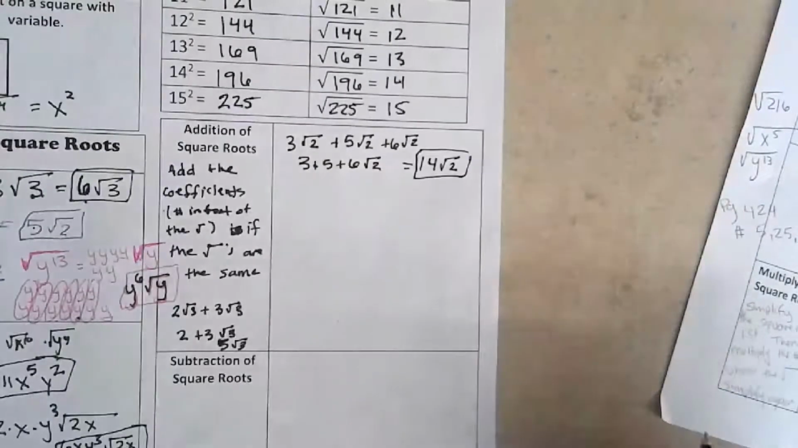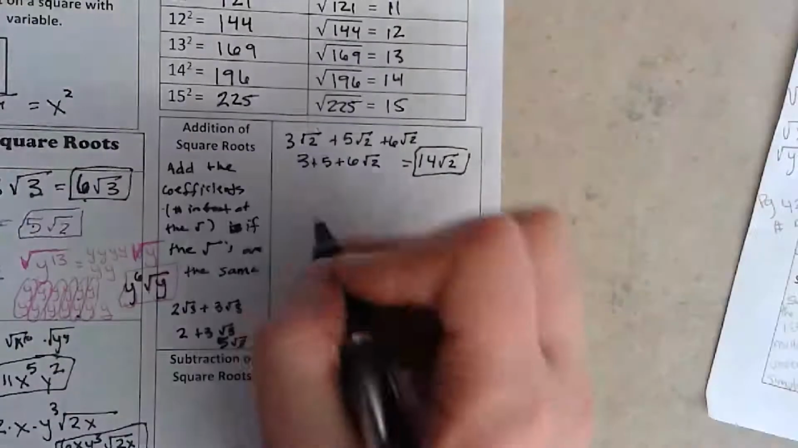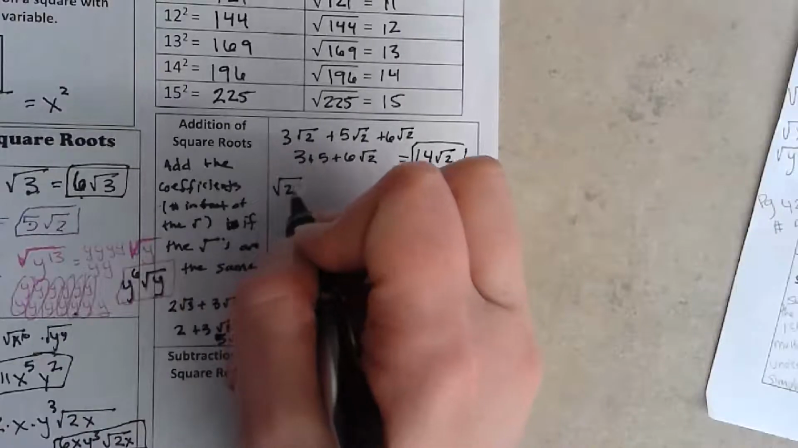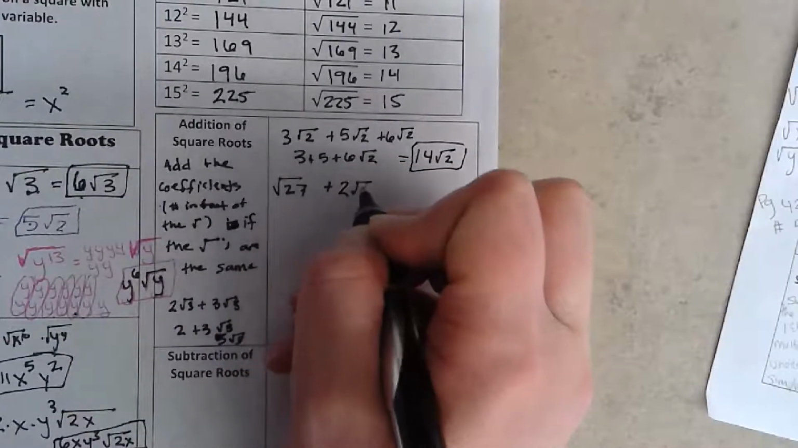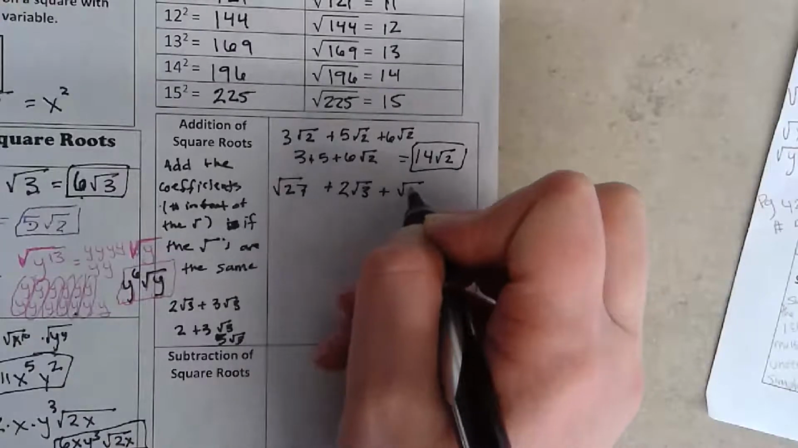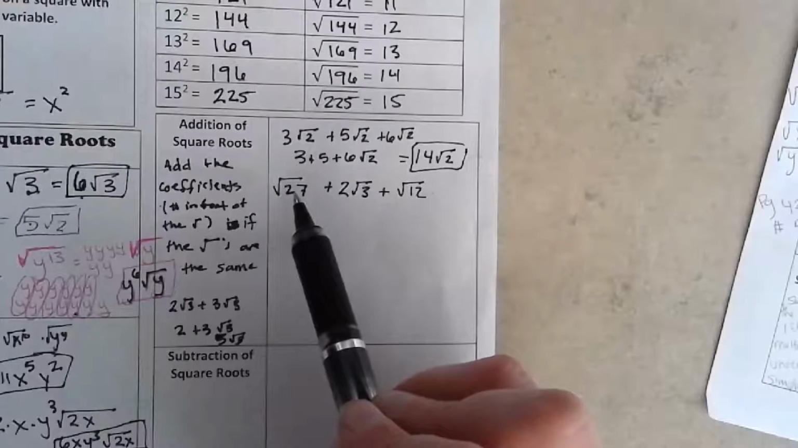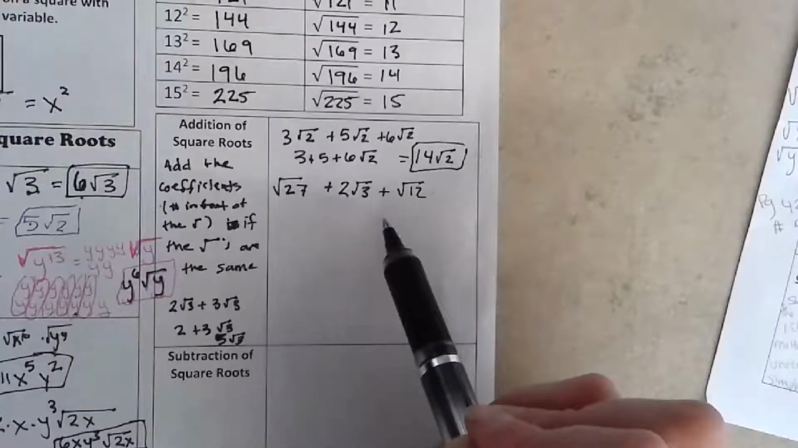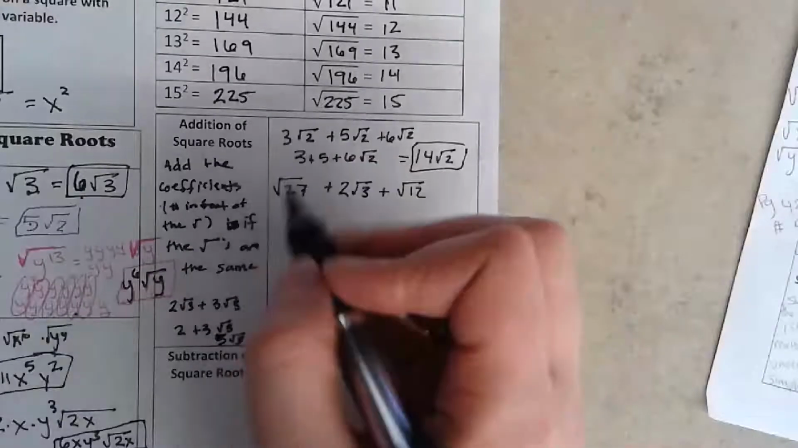Now that one was really nice. It was set up for us. All of them matched. But what if we get something like square root of 27 plus 2 square root 3 plus square root 12? Well, currently my square roots don't match. 27, 3, and 12 are not the same number. So we're going to see if we can simplify these down.